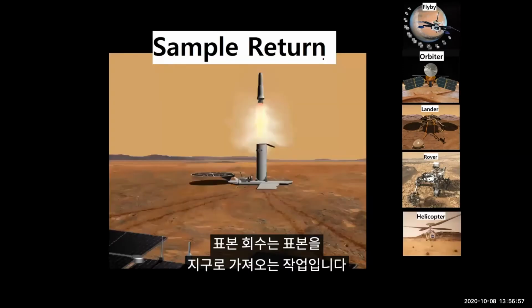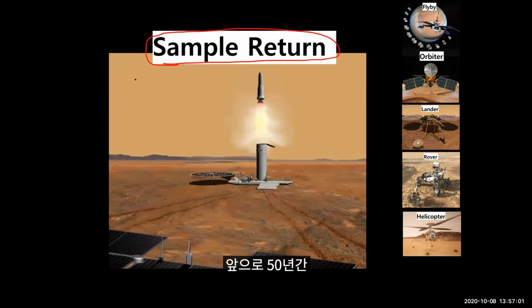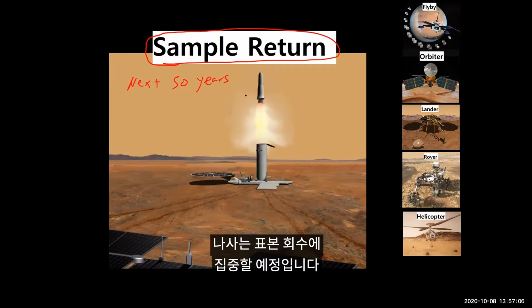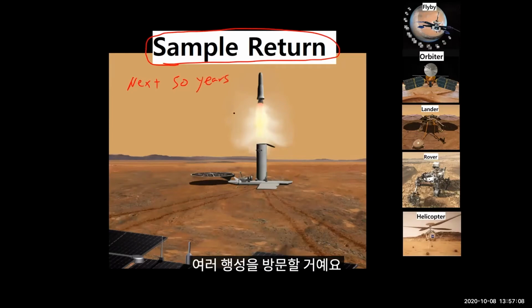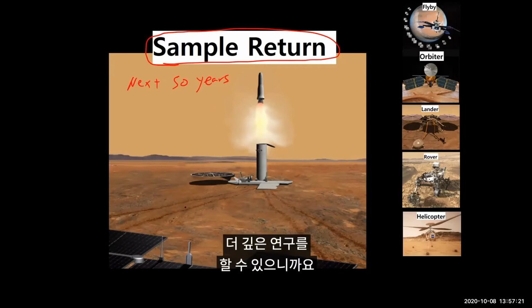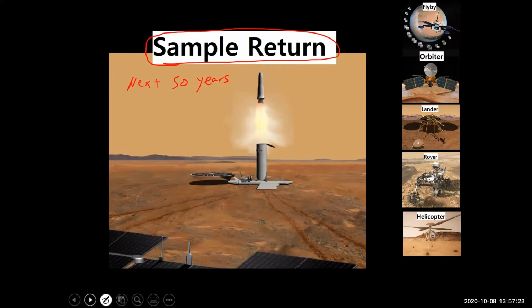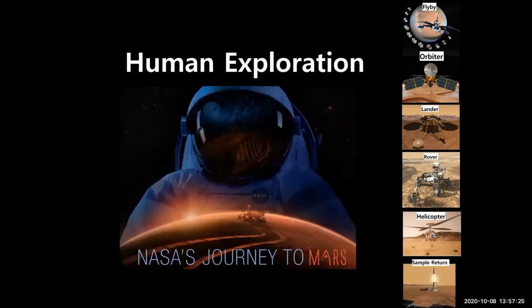Sample return, bringing the sample back to Earth. In the next 50 years, NASA will focus on sample return, visiting many different planets, asteroids, and comets. That's what NASA will focus on. Bring the sample back home to Earth, so that we understand better. Eventually, the last method is human exploration.